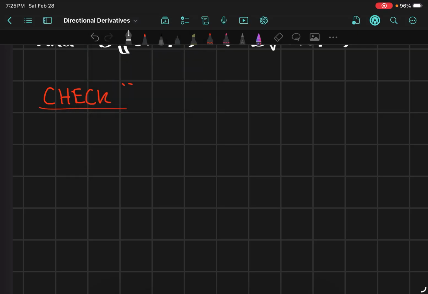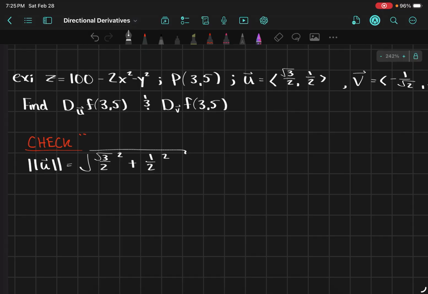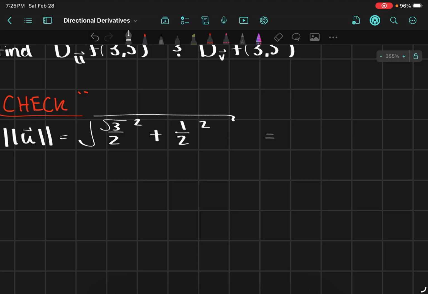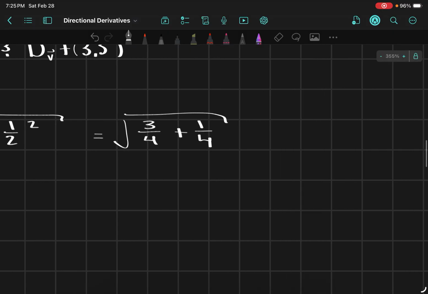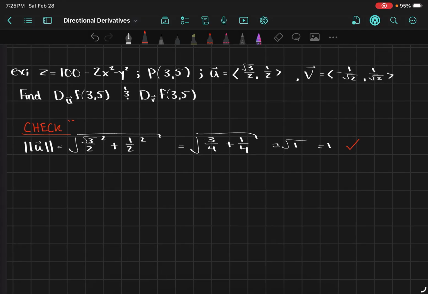Okay, well, let's go ahead and take the magnitude of our vector u, which is going to be the square root of (root 3 over 2) squared plus (1/2) squared. We should just be able to know this. This is just equal to 1 by our unit circle, but let's just go ahead and show the work. Root 3 squared is going to be 3, and 2 squared is going to be 4, plus 1 squared is 1, 2 squared is 4. So this is just going to be the square root of 1, which is going to equal 1. So therefore, this does work out. Our vector u is, in fact, a unit vector.